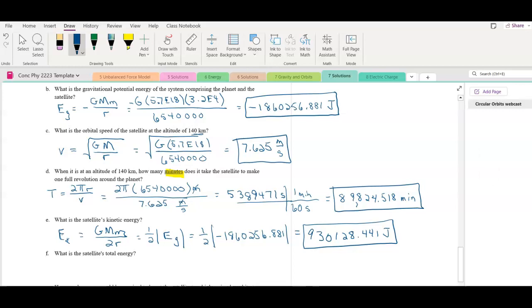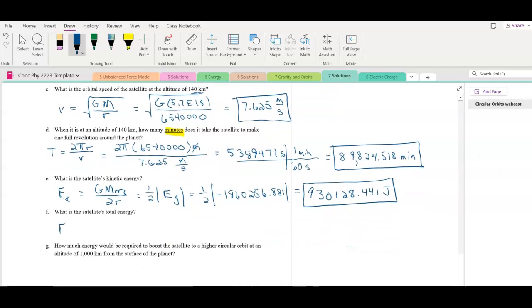What's the total energy? Well, the total energy is negative G times the product of the masses divided by 2r, or I could say it's negative the kinetic energy. So it's going to be negative that amount that I just found.